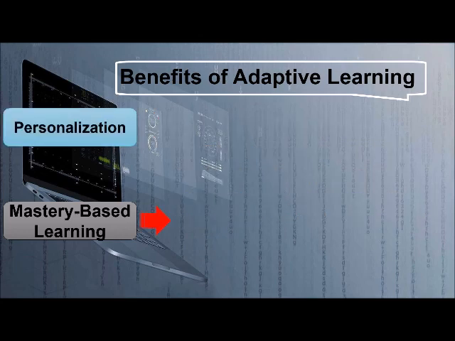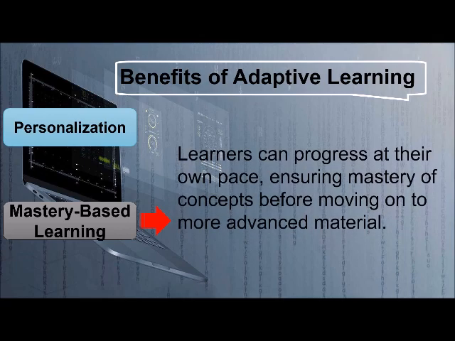The second one is mastery-based learning. When we say mastery-based learning, learners can progress at their own pace, ensuring mastery of concepts before moving on to more advanced material. From the word itself, mastery-based, it is understandable that teachers who apply this adaptive learning will make the students reach their mastery on their own. Therefore, they are ready for the next topic. There is no question that the students will be able to learn on their own.